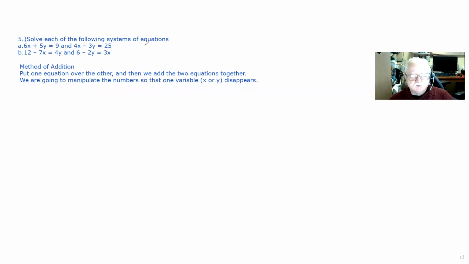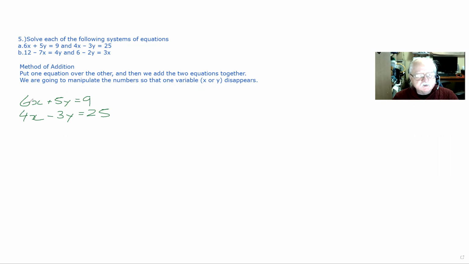So let's take a look at the equations they've given us. 6x plus 5y equals 9. And notice this equation is already in the standard form. The second equation, 4x take away 3y equals 25, is also in the standard form. So we're good to go.